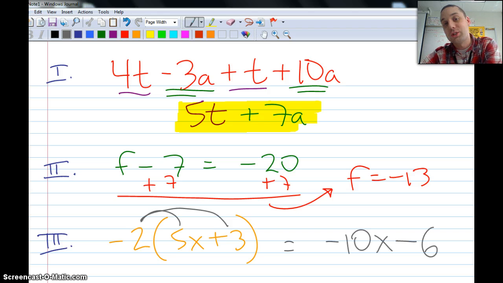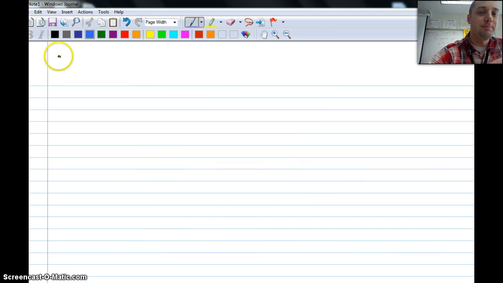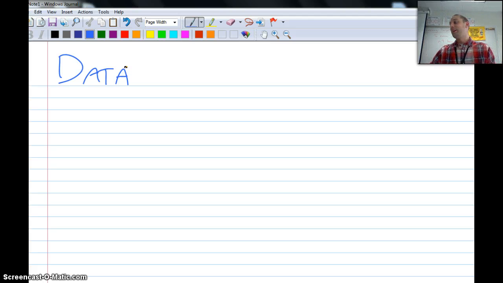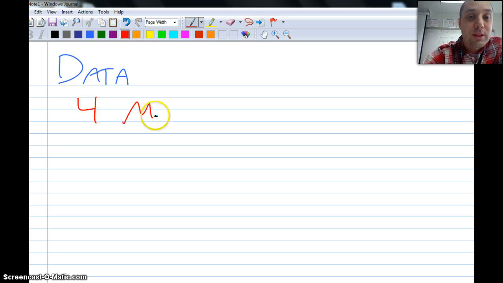Okay, the second portion of this is all about data. So make a heading right under this: it's about data. We haven't done any of this work this year, so this will be more 6th grade review than anything. Good news is it's not that hard. I really want to talk about one thing, and that one thing is this thing called the 4 measures of center.